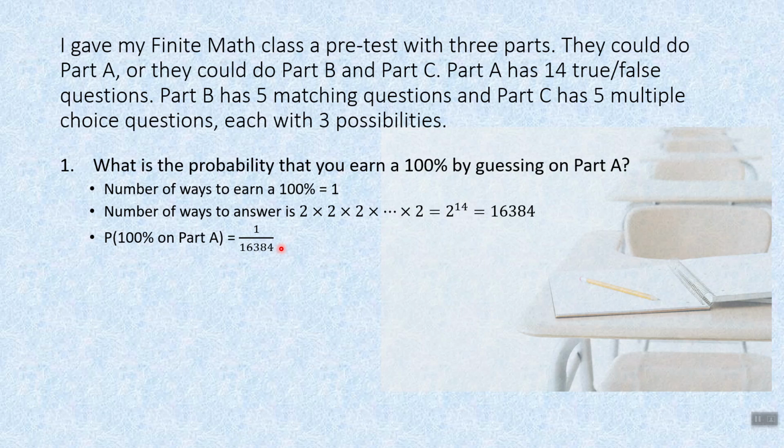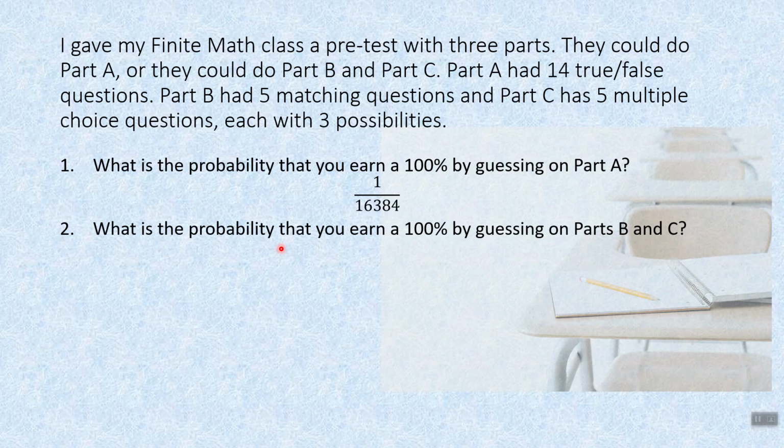Just a second. Alright, so let's keep that answer. What's the probability that you earn 100% by guessing on parts B and C? Well, there's only one way to earn 100%. Right? Always. You just get every answer correct.